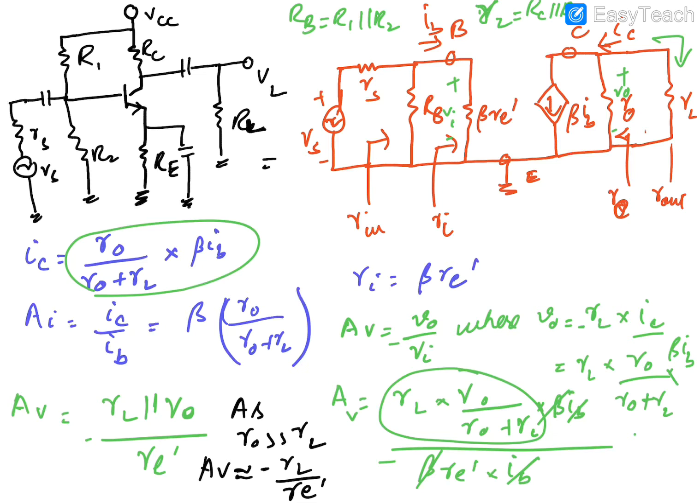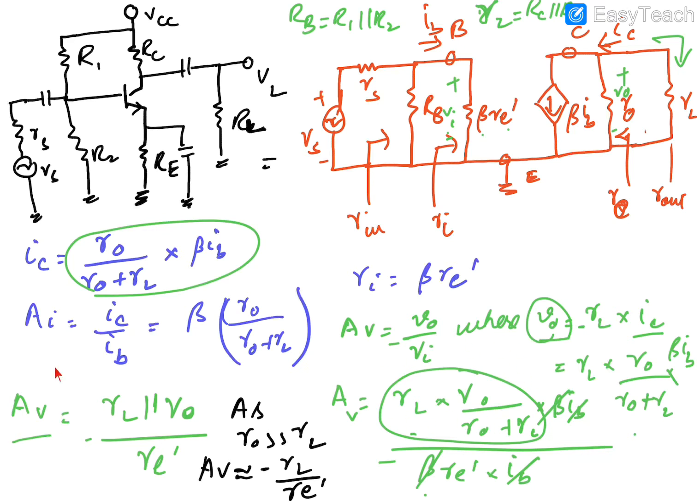We will divide the output voltage by the input voltage, which is VI, and VI is equal to beta times RE dash into IB. So we have divided the output voltage by the input voltage. Input voltage is beta times RE dash into IB. So we have cancelled beta and IB, and the resultant formula for AV is basically the parallel combination of RL and R naught.